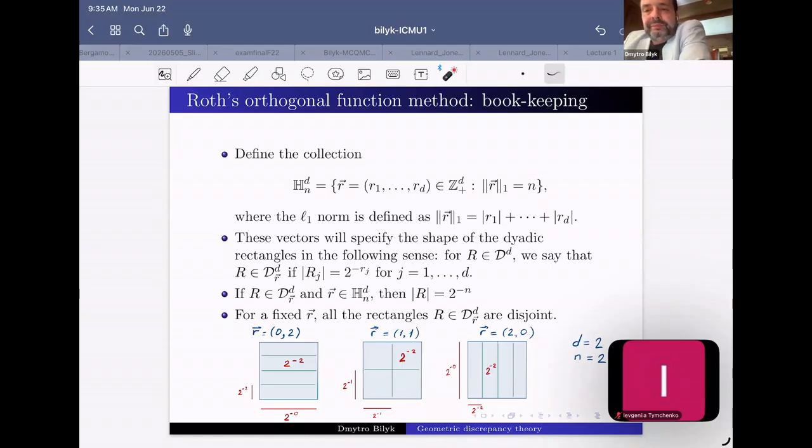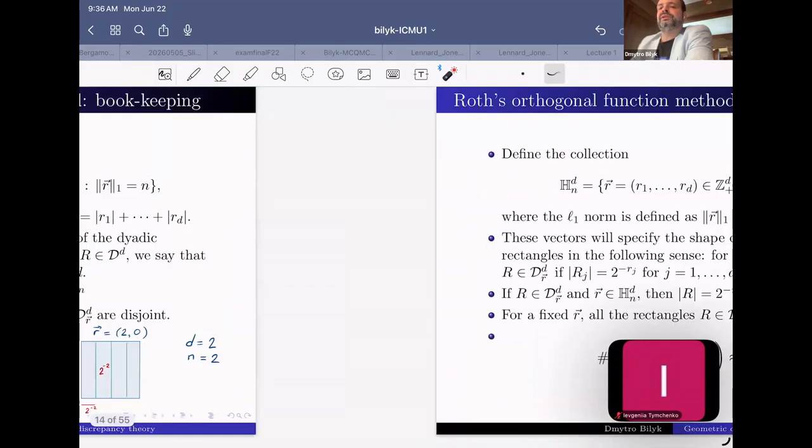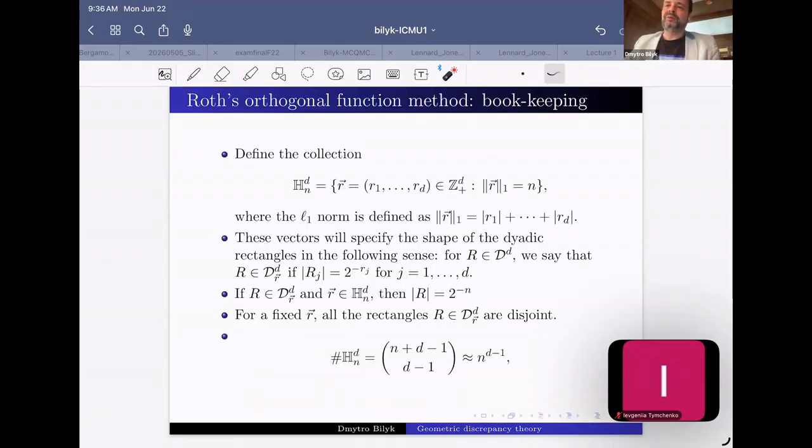Okay. Now, in 2 dimensions, everything's easy. We can see that we have three possible shapes here. And well, if you increase n, you can see that you'll have n plus 1 different shapes. It's one of the reasons that 2 dimensions is much easier than other dimensions. If you get to higher dimensions, things become more complicated because you have a certain combinatorial explosion. If you count the number of such vectors, in other words, the number of different shapes of dyadic rectangles, that number becomes quite large.